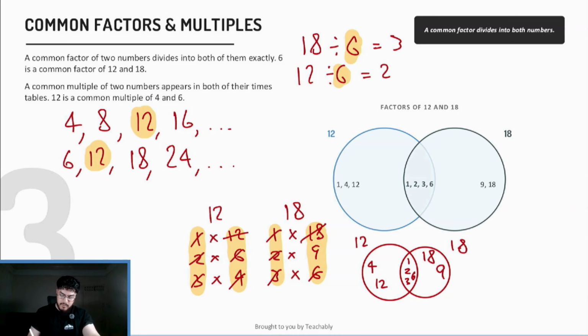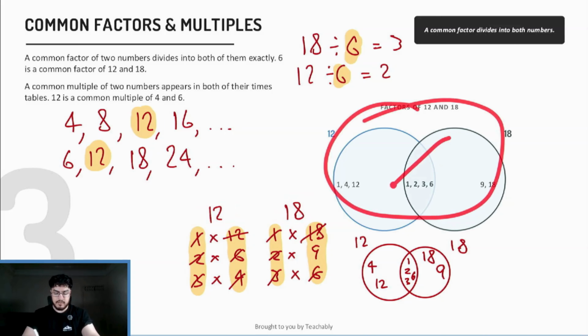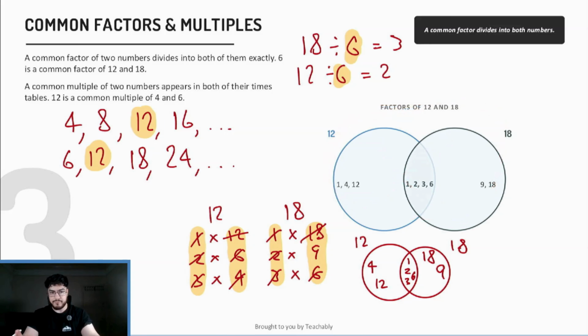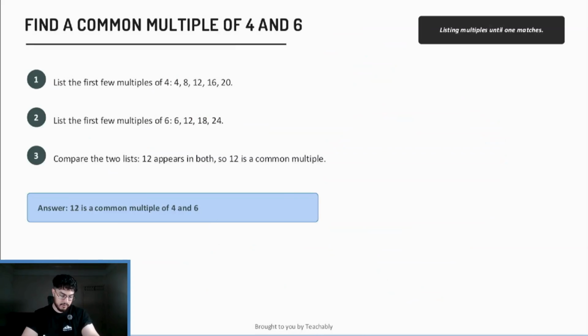And so this is how your Venn diagram really should be drawn, because in the middle it's all of the common factors, and on the left and on the right are all the factors that are unique to 12 and 18. That's how you really should draw it. This was sort of messed up. Hope that makes sense. Let's move on.